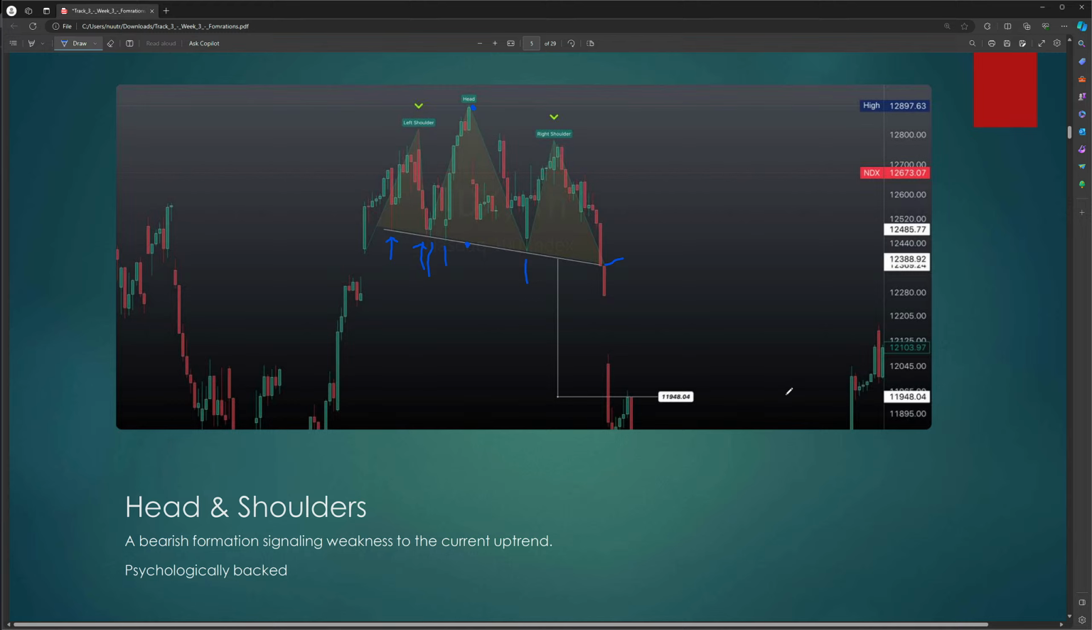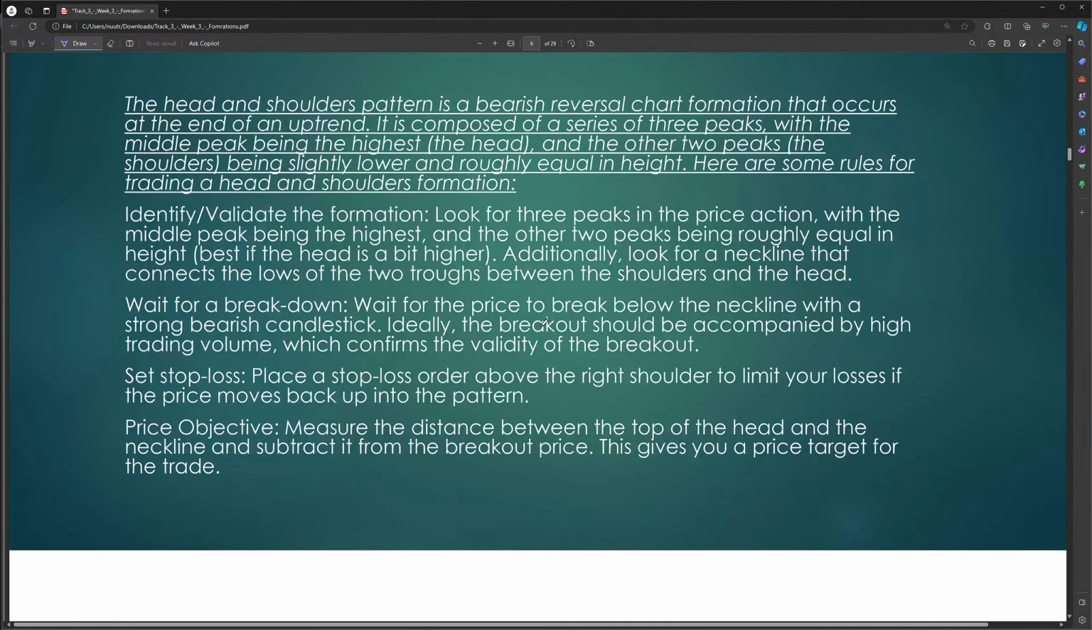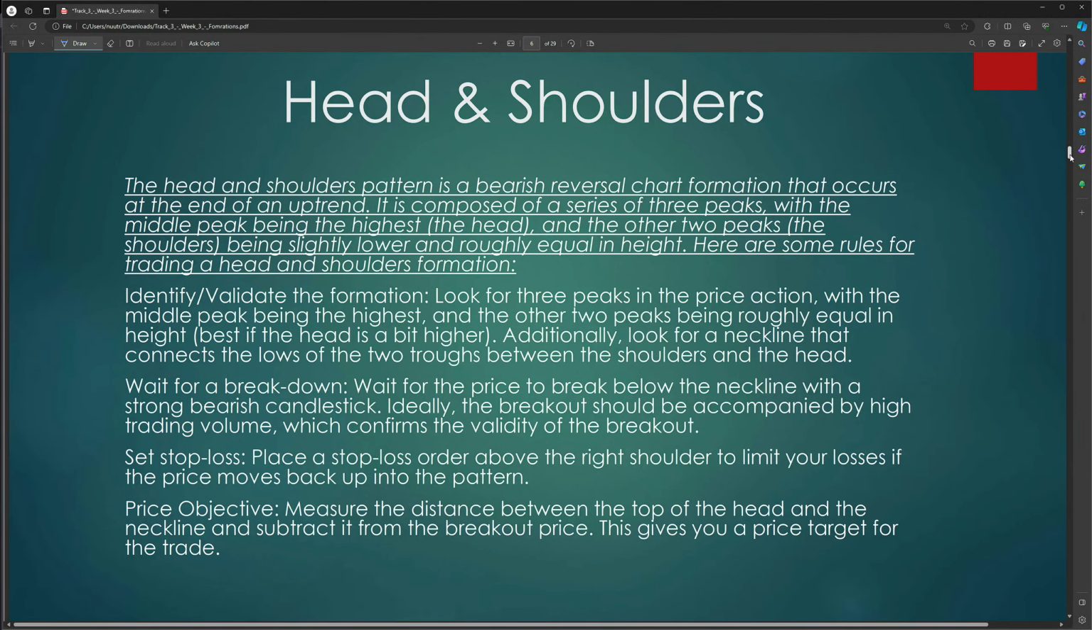And so let's go ahead and take a look at the trading properties for this formation, right? These are the head and shoulders properties here for trading. Remember, you can go ahead and take a screenshot of this. These are for your notes. This is for your collection, and this is how to trade it, right?